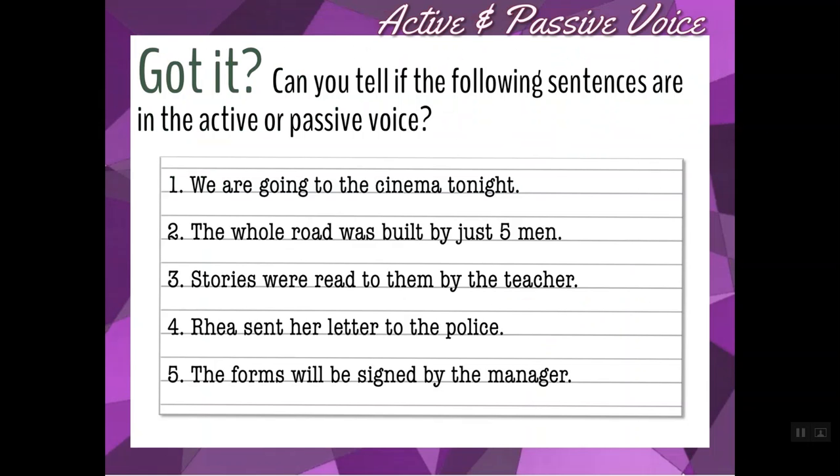Okay. Can you tell if the following sentences are in the active or passive voice? Press pause and just check to see if you can do it. All right. We're going to the cinema tonight is active. The whole road was built by 5 men is passive. The stories were read to them by the teacher is passive. Ria sent her letter to the police is active. And the forms will be signed by the manager is passive.